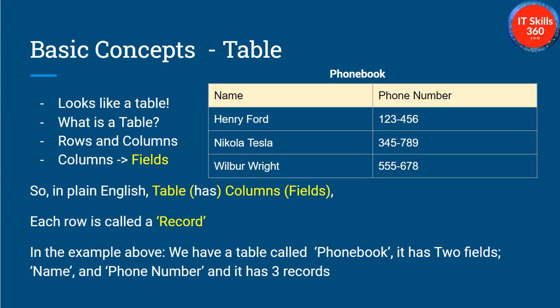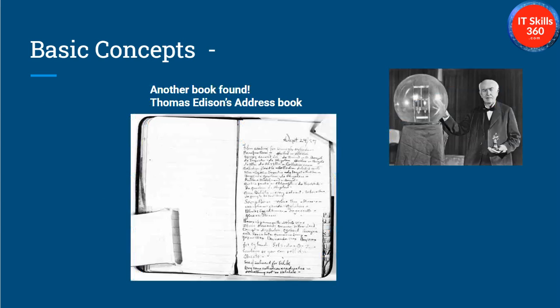So if I have to define what we see on the screen, we have a table called phone book, and it has two fields, name and phone number, and it has three records. Pretty simple, right? Okay, now let's say we also found another book, which is Thomas Edison's address book.